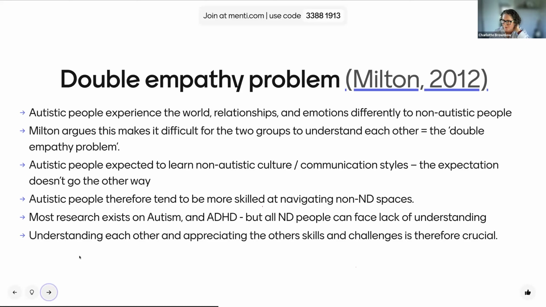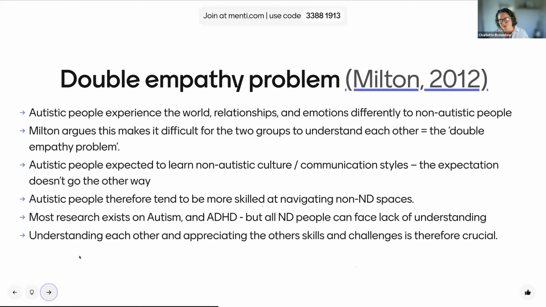So the double empathy problem, as described by Milton, is recognizing that he talks about autistic people, but we can broaden this to neurodivergent people, that autistic people experience the world quite differently to non-autistic people. So there's a difference in terms of how people are experiencing the world. But what Milton argues is that sometimes this makes it quite difficult for two quite different groups of people to actually understand each other. So this is what Milton considers to be the double empathy problem.